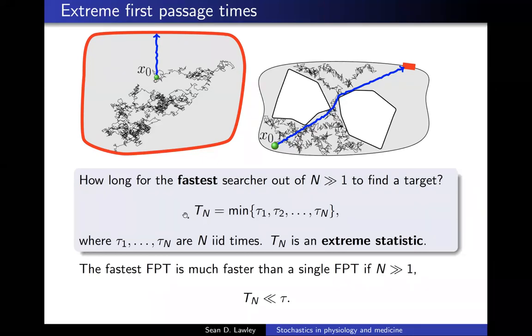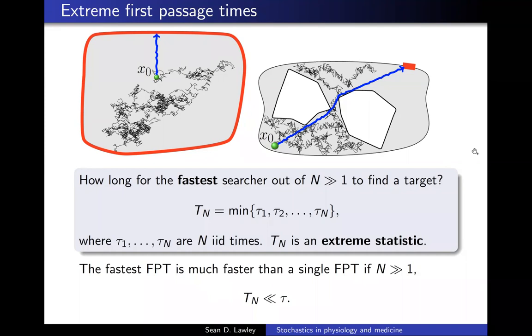For most of the analysis, in fact all the analysis I'll talk about today, these taus are going to be IID, independent and identically distributed. So you have capital N searchers, they're all searching for the target, but the biological process is triggered or initiated by this fastest first passage time, or extreme first passage time. And if N is large, this fastest first passage time is much faster than a single one. In this sense, if you have a large number of searchers, what matters is the extremes of the distribution. The mean first passage time of a single searcher is not so relevant. What matters is this extreme first passage time.